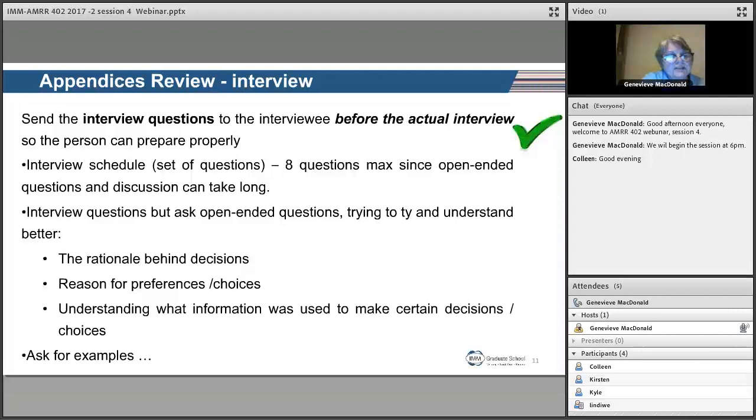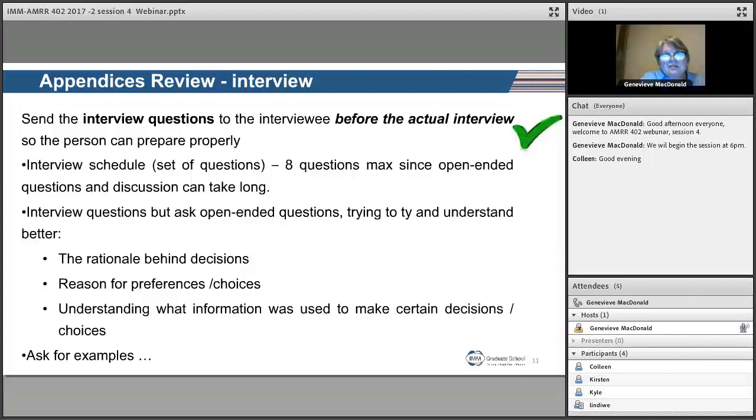Your interview schedule, set of questions, should not be more than 8, because these are open-ended discussion questions, and they can actually talk quite a lot per question. So you have to limit the number of questions. Try and understand better why people did certain things, why they took specific decisions, reasons for their preferences and choices. So you are trying to get in-depth understanding.